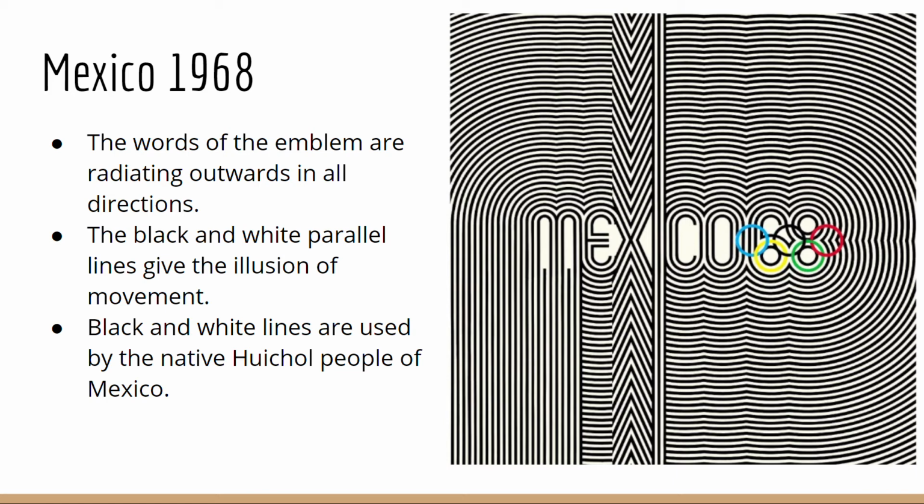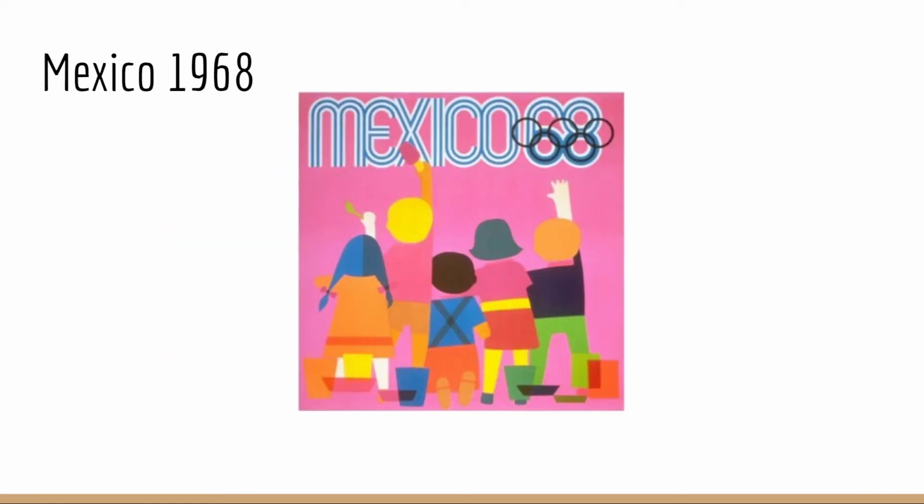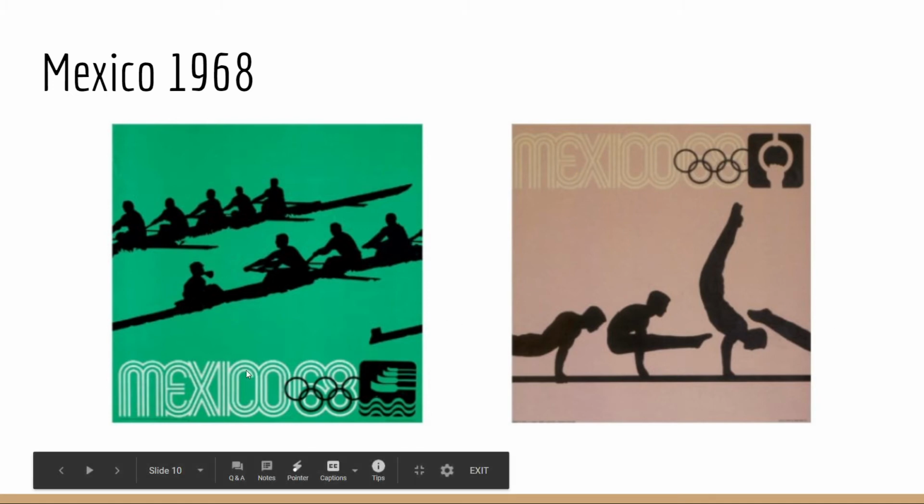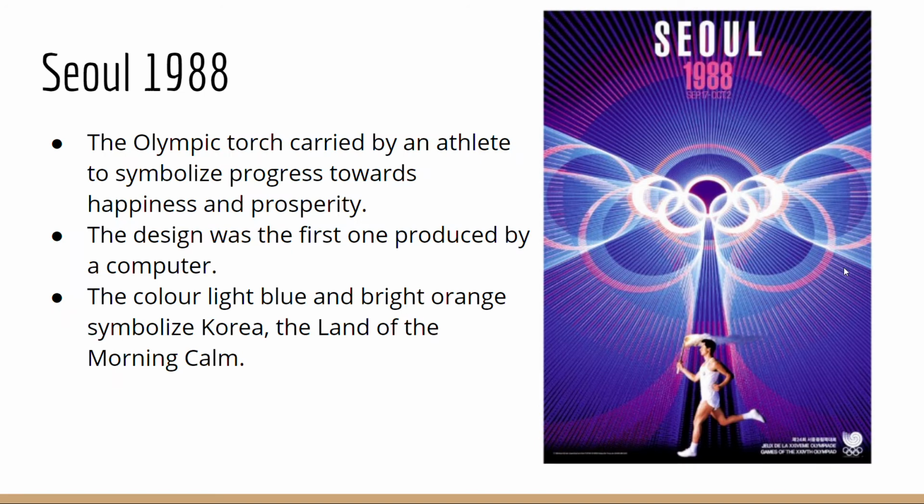Some other posters they made in Mexico include one with children that is beautiful. And then some for individual sports. This is the rowing. You can see the rowing happening there. And this is the gymnastics. Also Mexico, 68. And you can see the parallel lines again working. And the sports that are going to take place.